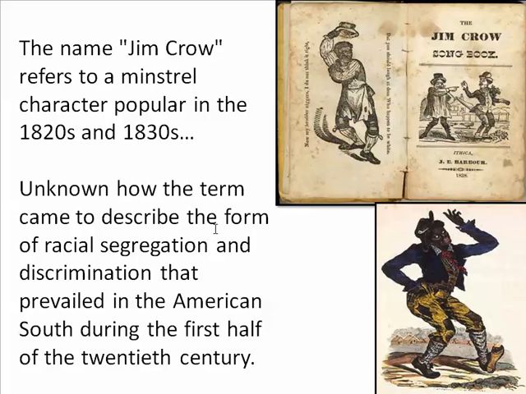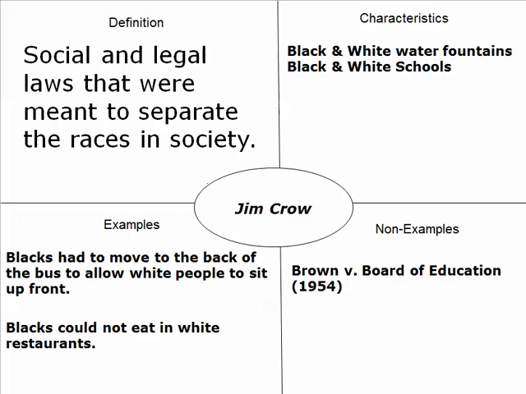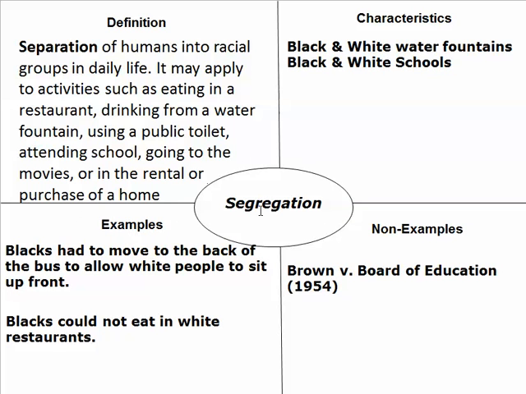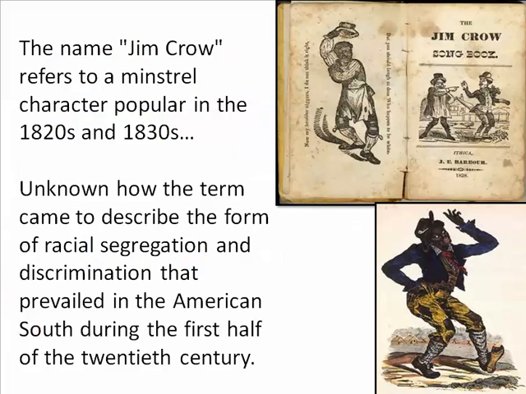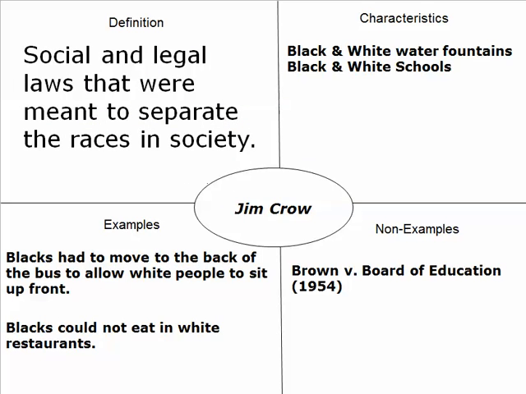But that is exactly what the term became used to depict: this idea of the Jim Crow South, or segregated South, discrimination in the southern part of the United States in the first half of the 20th century. And so Jim Crow becomes social and legal laws that were meant to separate the races in society. So when we say Jim Crow, we actually also mean segregation laws. Jim Crow laws or segregation laws are the same thing. They're both meant to separate the races in society.